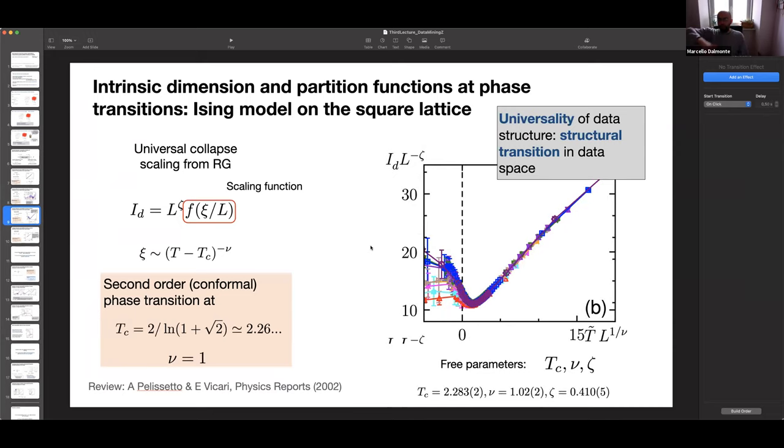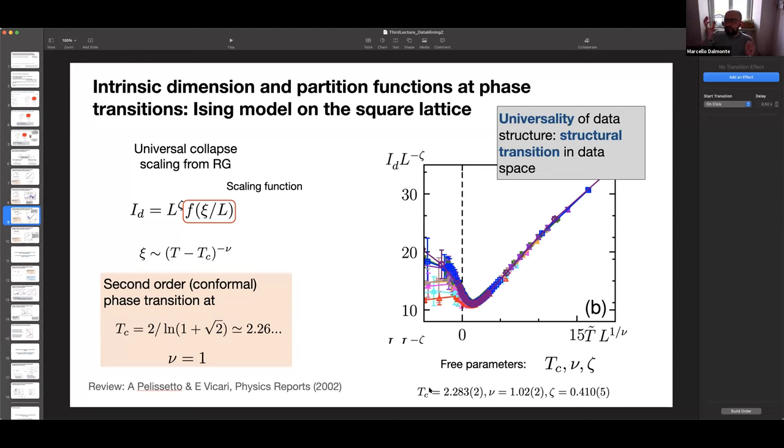All of them fall into this single curve. And there are only three parameters that we use to fit: the critical temperature, the value of nu, and the value of zeta. And one can see this is what we call evidence of universal behavior. And this implies that what is happening in data space is really a structural transition, which has the same universal properties as the transition in real space.